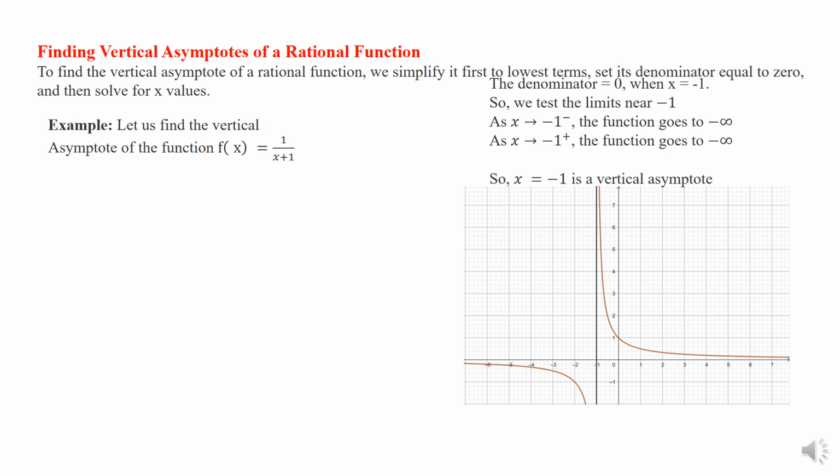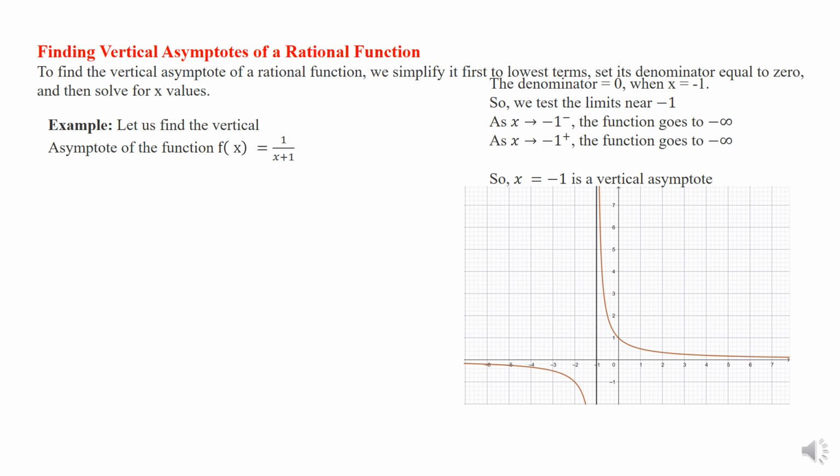Now how to find the vertical asymptote of a rational function? To find the vertical asymptote of a rational function, first, you simplify your function if it needs simplification. You simplify it to its lowest term. Then you set the denominator equal to 0 and solve for x.